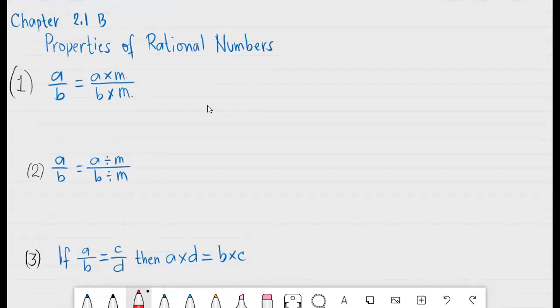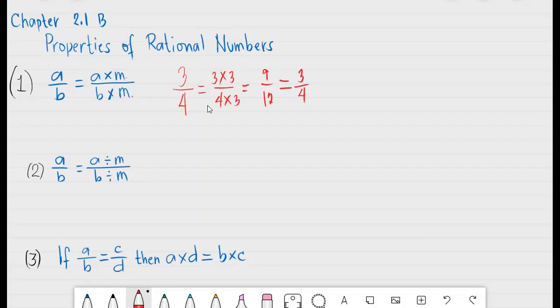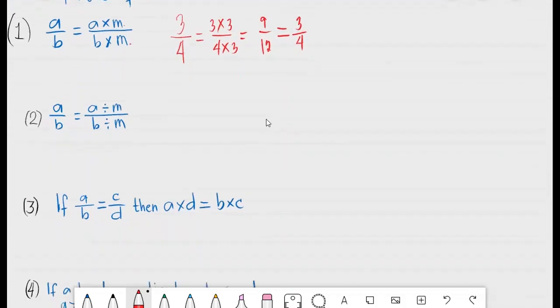Okay, let's have an example. Let's say I have 3 over 4, and I'm going to multiply both the numerator and the denominator by 3, so 3 times 3 over 4 times 3. That equates to 9 over 12, which, if we reduce to lowest terms, becomes 3 over 4. Okay, so that's the first property of rational numbers that we are learning.